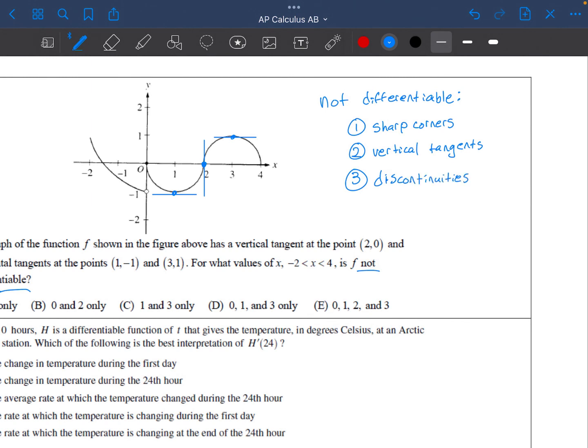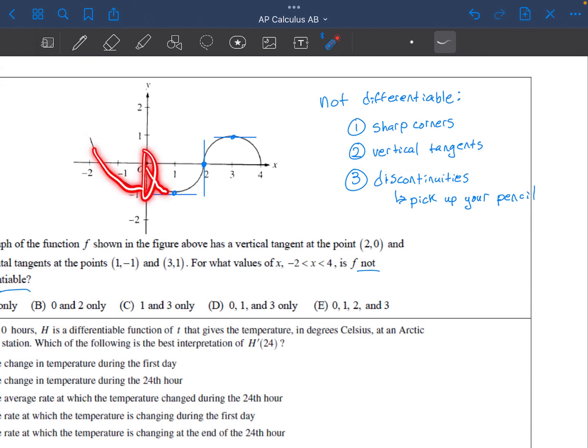Discontinuities. And that just means pick up your pencil, right? If you picked up your pencil, that's a discontinuity. So let's go ahead and go through this. So far so good, but then all of a sudden I had to pick up my pencil to come from here to here.